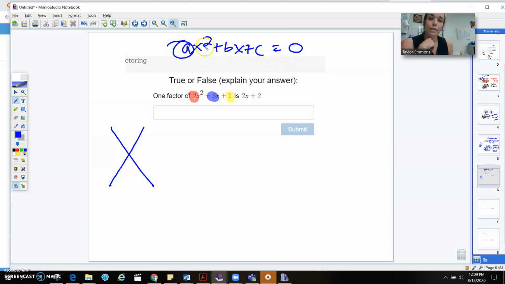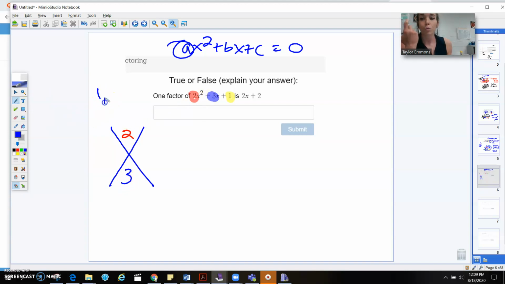Your A term is the one that's attached to that x squared, and your B term is attached to that x. Okay? So now I'm going to take my A times C, so 2 times 1, and that's going to give me 2. And then I'm going to take my B term, which is 3, and I'm going to put it down here. Okay? So now I'm going to think, what are factors of 2?